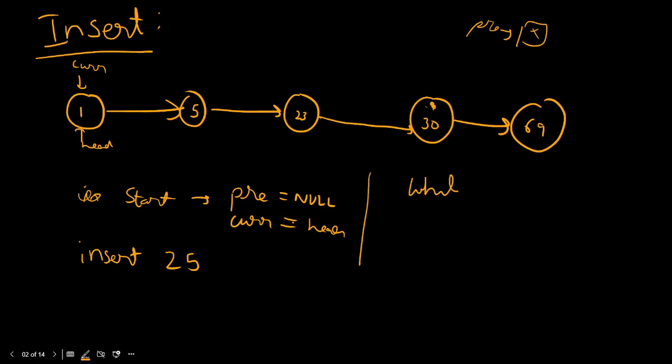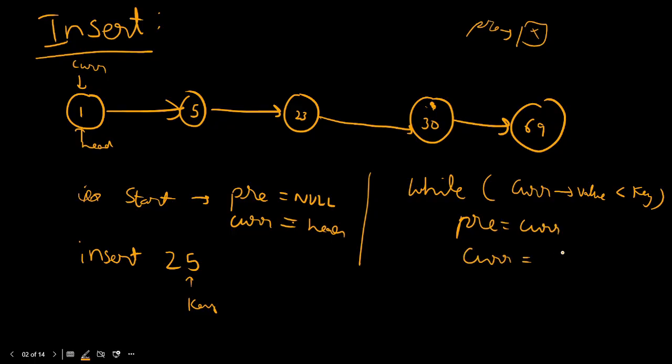While cur's value is less than the key, 25 is the key which I'm going to insert, I can run this loop. I'm just writing pseudocode here. Pre is equal to cur and cur is equal to cur's next. I can run this loop. So now let us trace this code.